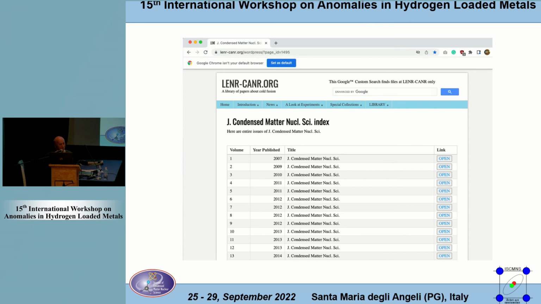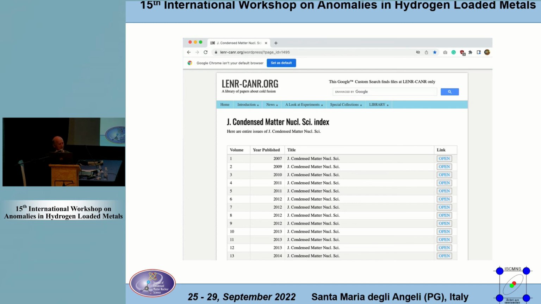And our impact factor, for those who want to know, for their career, impact factor is 2. So it's pretty low, but we hope to go up the scale, especially if you publish in other journals and you put references to the Journal of Condensed Matter Nuclear Science. That will help. So I encourage you to publish. 2 is better than 0. Yeah, it's a lot of progress. 2 is good. We're not at the level of Nature, but we're getting close.